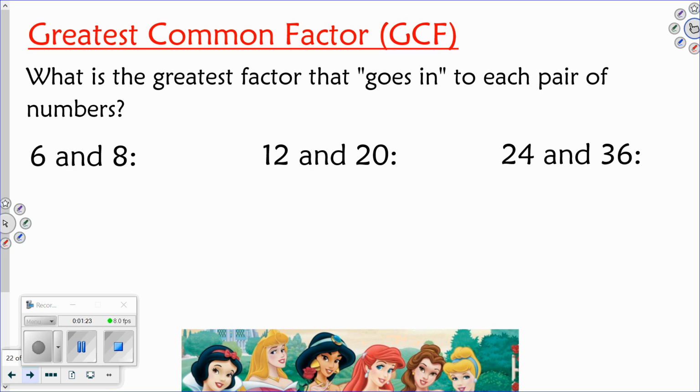So what is the greatest common factor that goes into 6 and 8? 2. All right, we're just going to get some real basic practice to start with. 2. It's the biggest number that divides into both. What about 12 and 20? 4. 24 and 36? It's 12. 12 is the biggest number that goes in there.